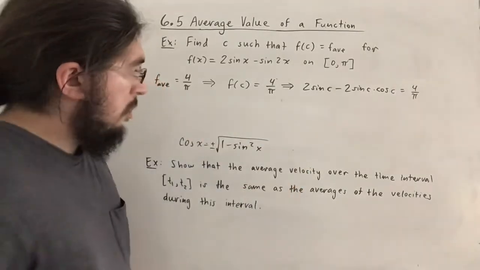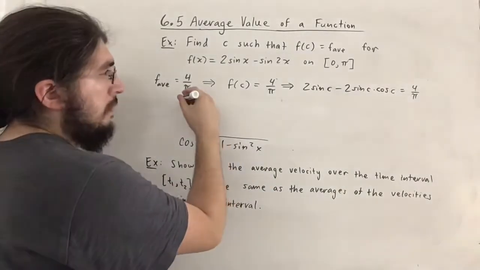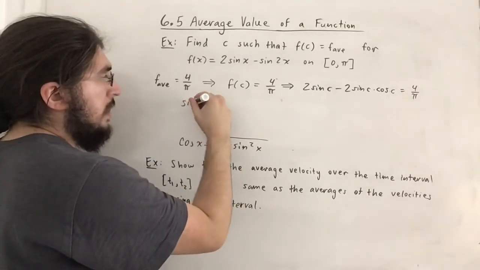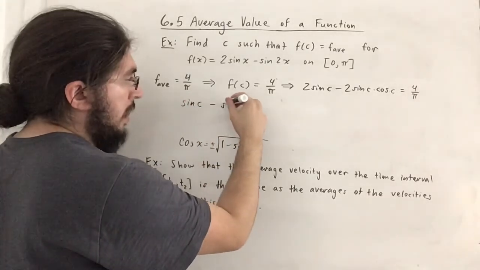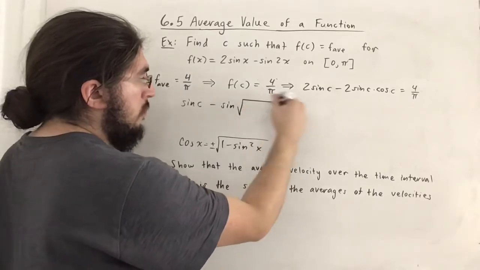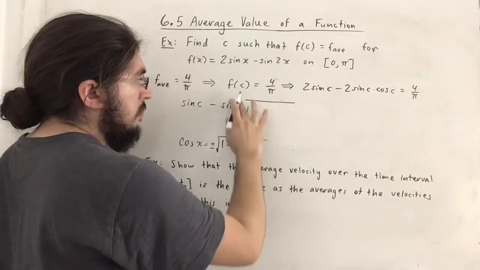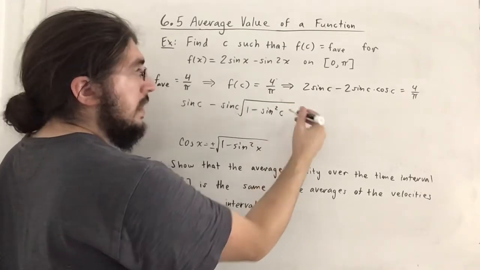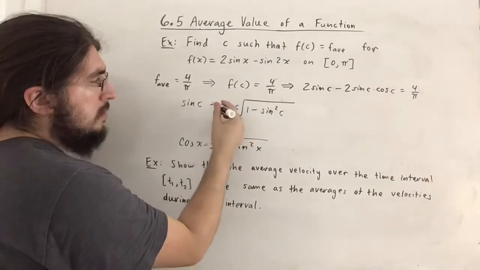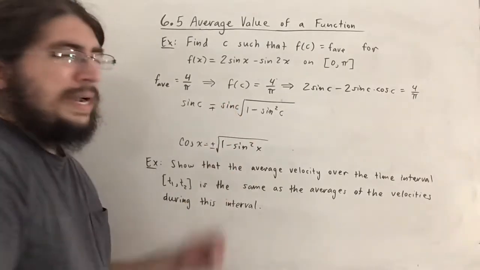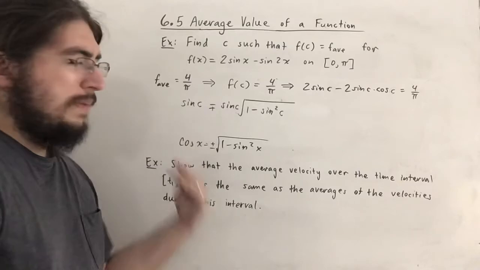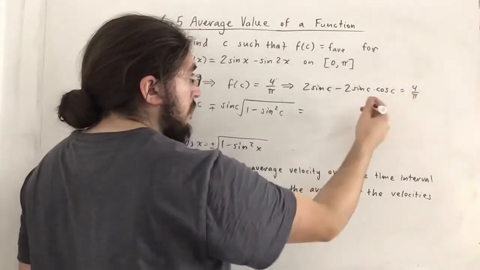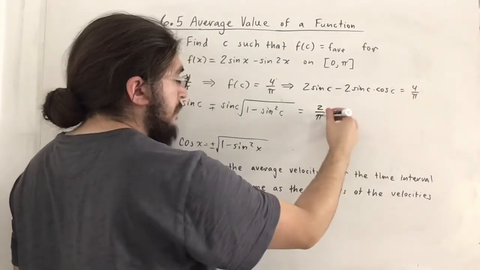So if we replace cosine with this, again, it's going to be plus or minus, so we get 2. In fact, we can just divide both sides by 2 straight up. So we get sine of c minus sine of c times the square root of 1 minus sine of c squared. There's a plus or minus times this radical, so it really makes this minus plus. Minus plus is the same as plus minus, only your plus case is a minus case. That part doesn't really matter. But again, we're dividing by 2, so 4 divided by 2 is 2, so we get 2 over pi.